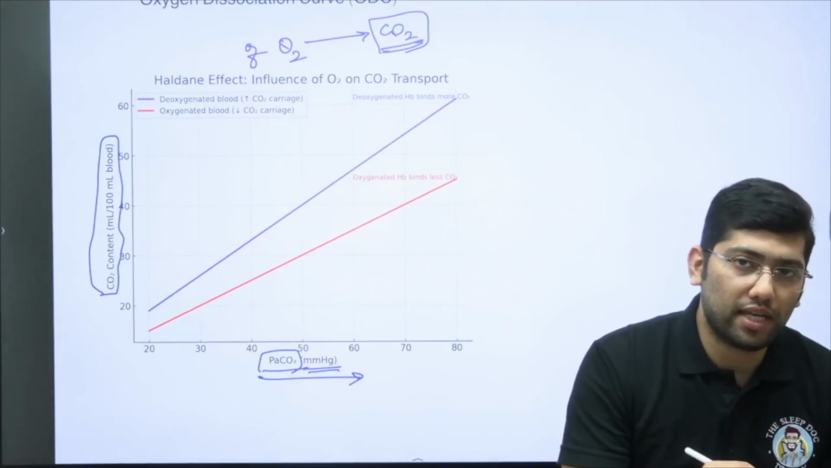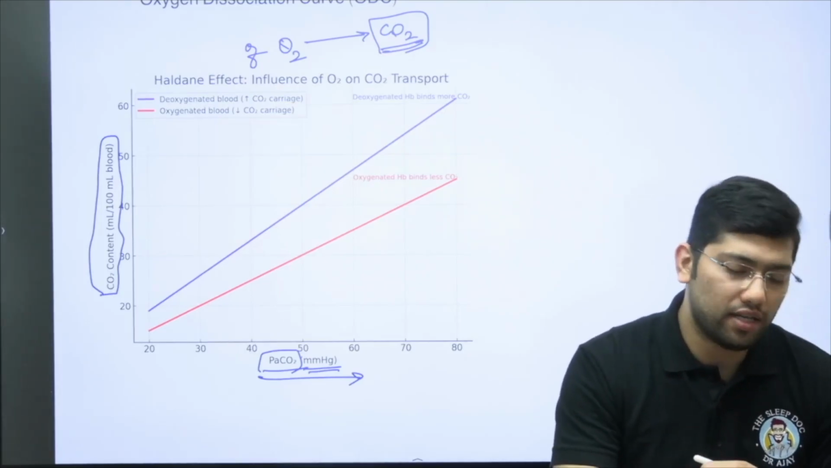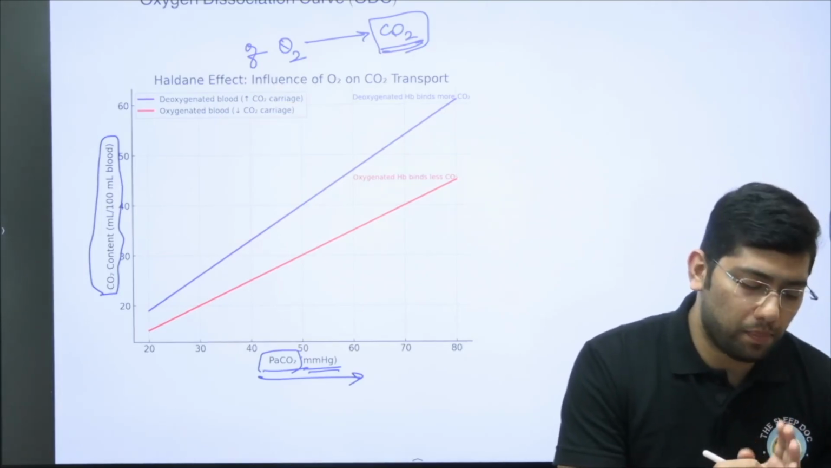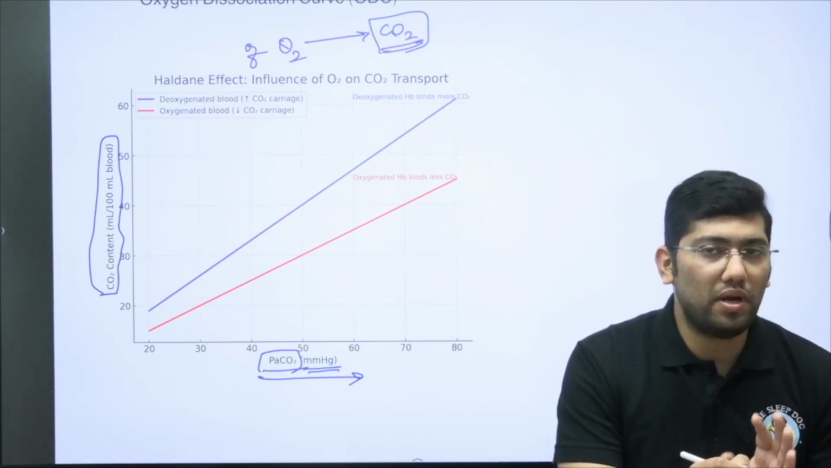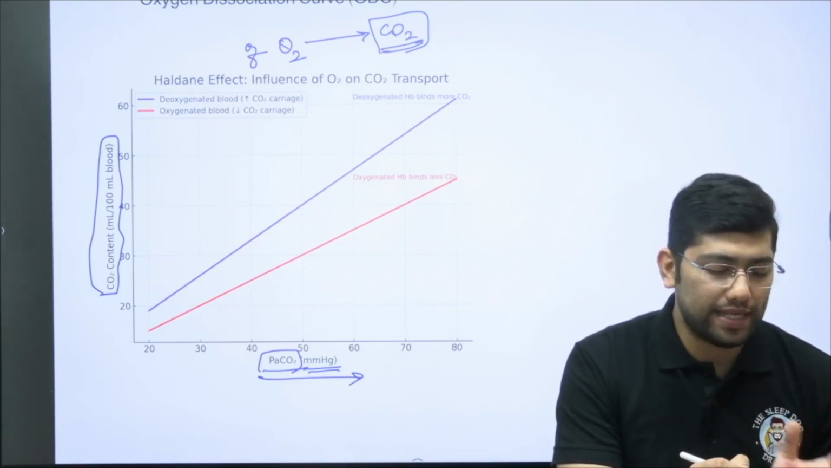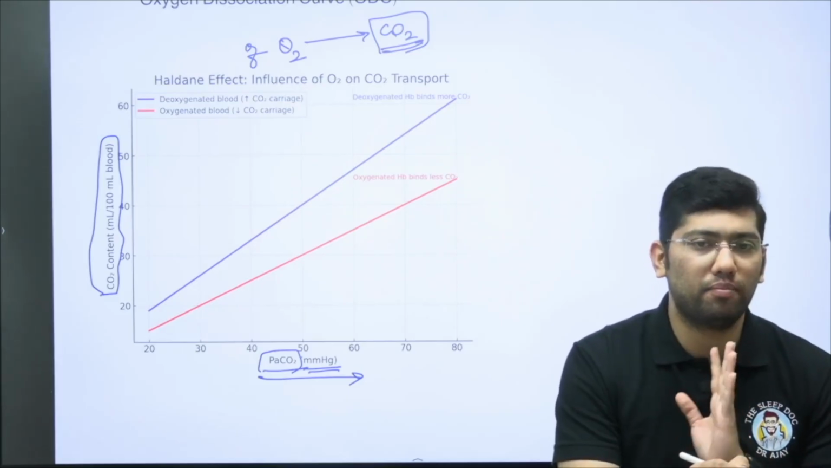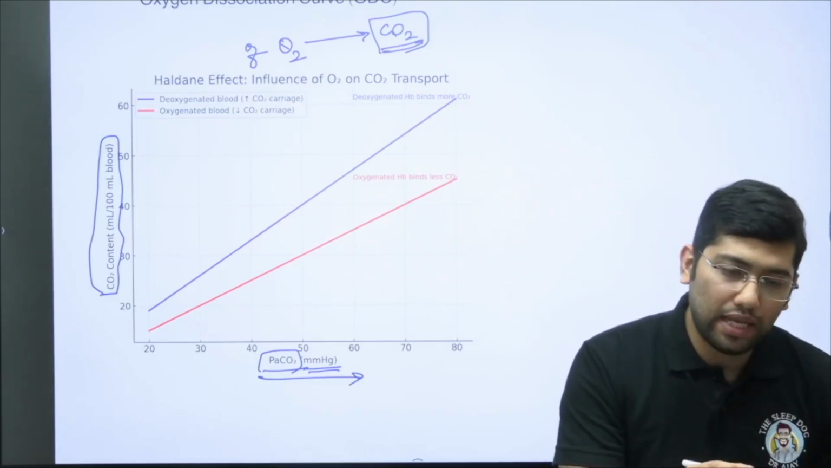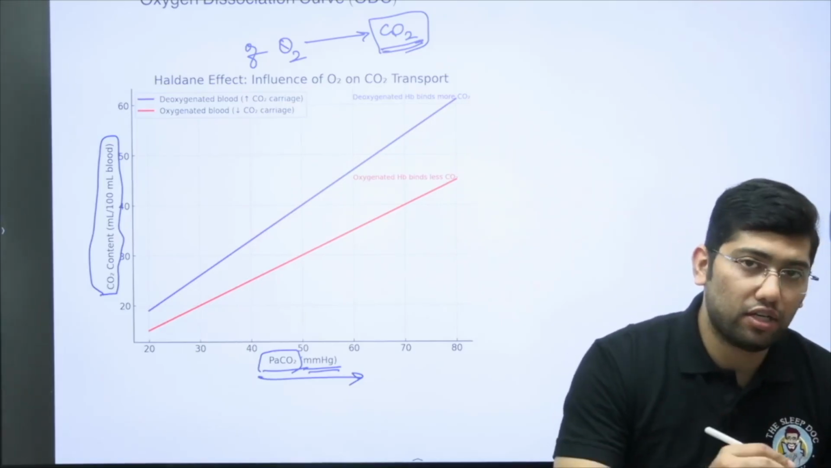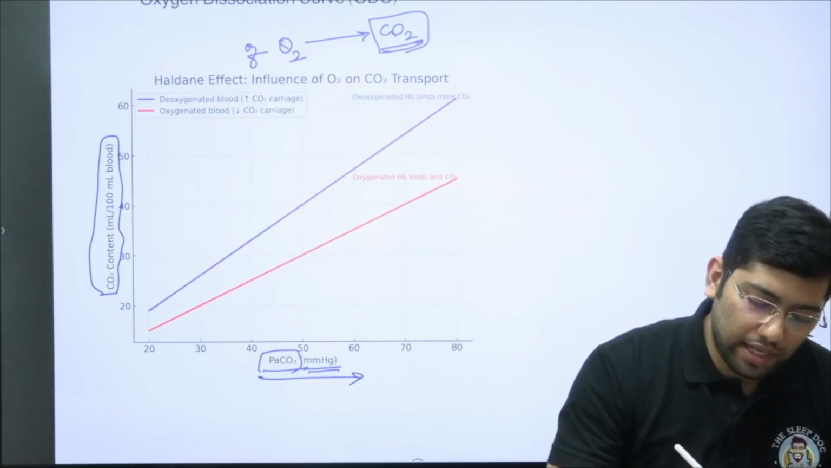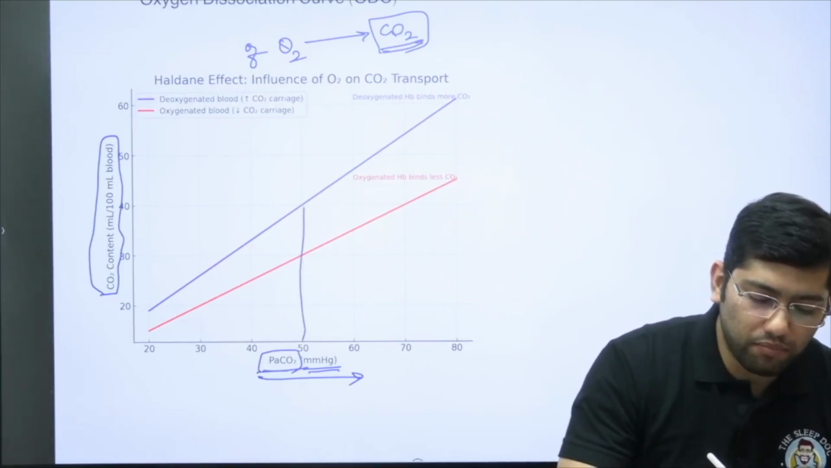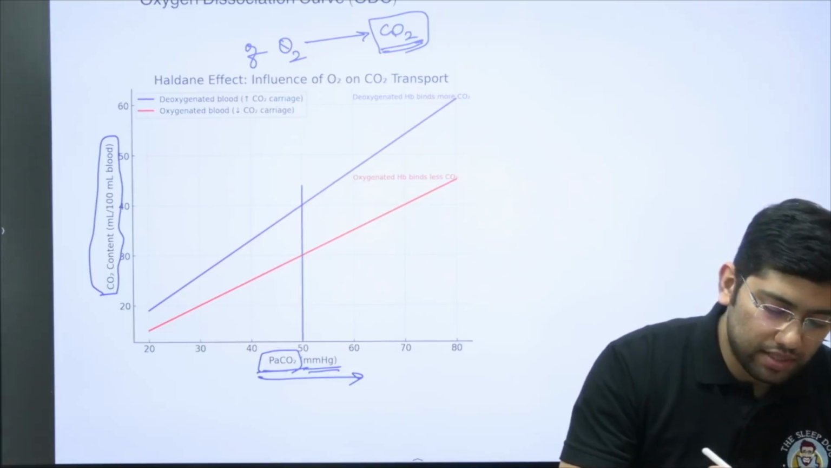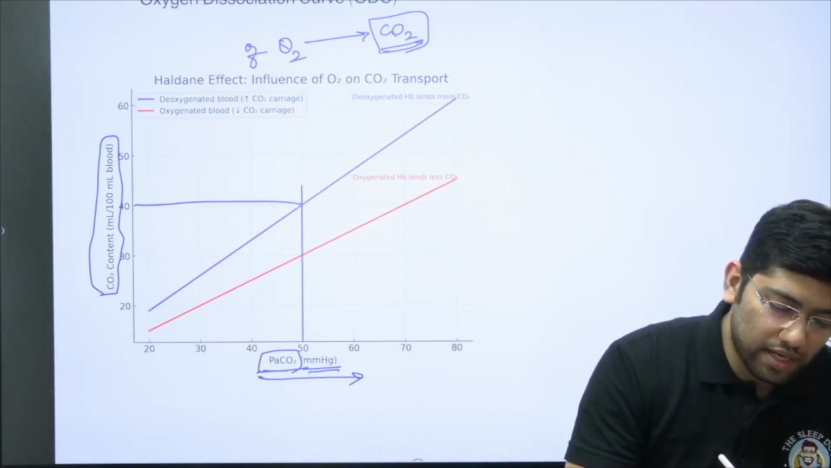Now, what is carbon dioxide content? The unit is given here. That is milliliters per 100 milliliters of blood. That is how many ml of carbon dioxide are there in 100 ml of blood. Now, let's take a common point to see this phenomenon. Let's stay at a partial pressure of 50 millimeters of mercury. Let's take these two values and compare.